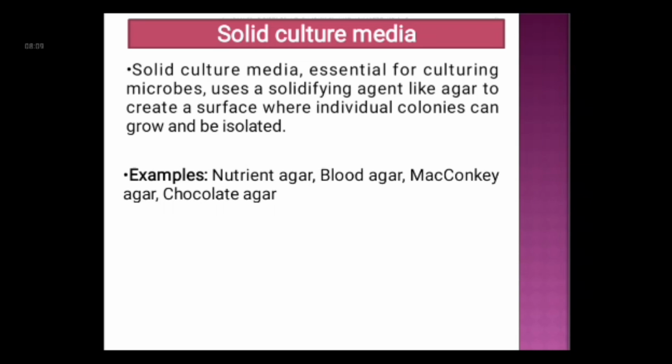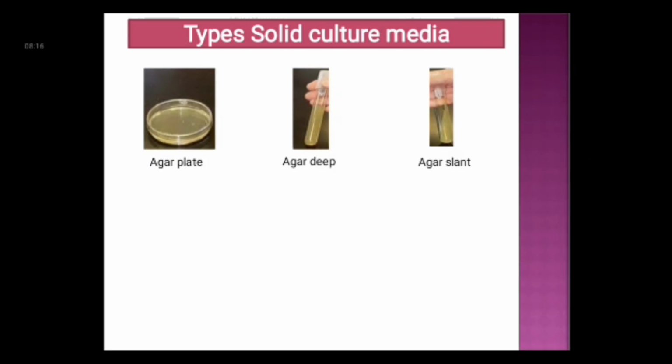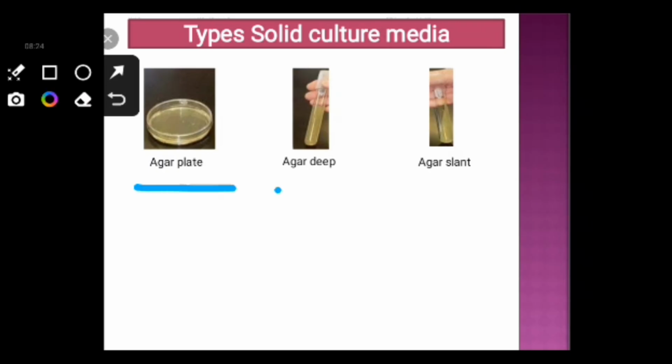Examples of solid culture media are nutrient agar, blood agar, MacConkey agar and chocolate agar. Now what are the types of solid culture media? There are three types of solid culture media mainly. One is agar plate, second one is agar deep and the third one is agar slant.